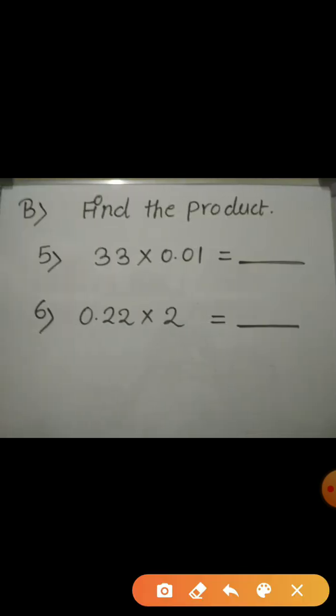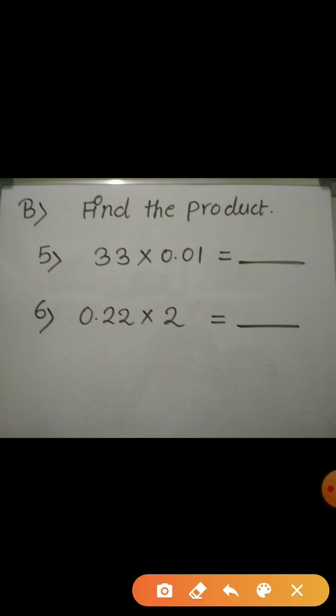Now let's see some more example. Multiply 33 and 0.01. Here we multiply only 33 and 1. Now 33 ones are 33. Now let us count the number of decimal places given in the decimal number. Here the decimal number have 2 decimal places, right? So product will also have 2 decimal places. So counting from the right, I am going to put the decimal point here. So the product is 0.33.